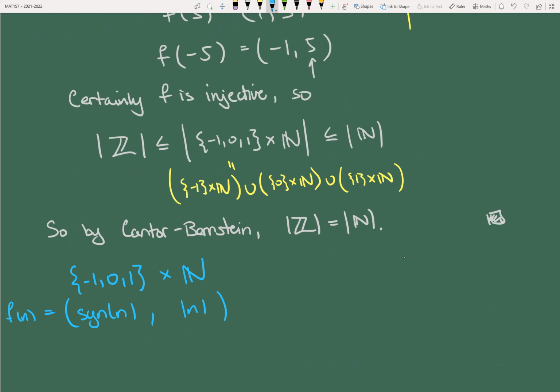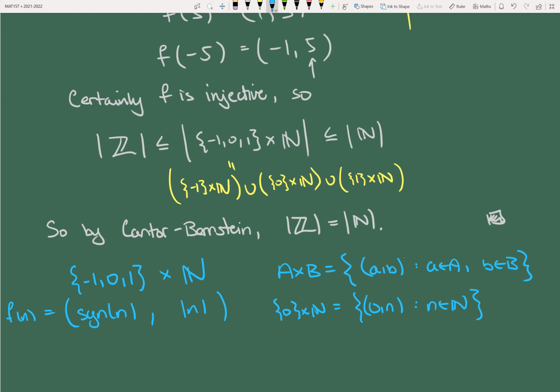Is 0 cross n just 0, 0? No. So everyone remember from the formative handout, A cross B is the set of tuples such that a is in A and b is in B. So in that case, 0 cross n looks like 0, n for n in the naturals. So it looks like every natural number, but it just has a friend 0 on the left-hand side.